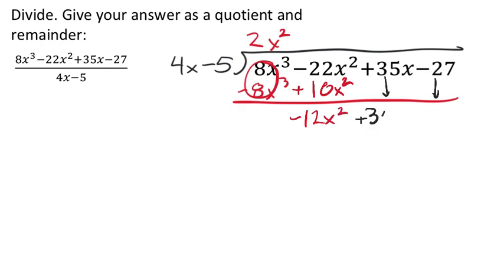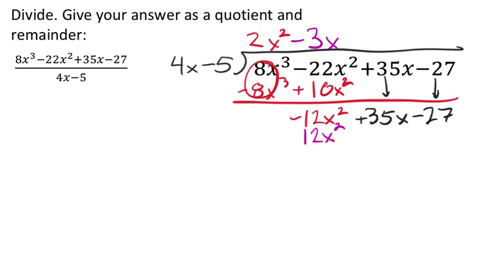We got a positive 35x and a negative 27 there. Okay, now that I've got that, I ignore everything up here. Now I'm just looking at this. 4x's, how many times will it go into negative 12x squared? Well, I know I'm going to need an x. And by the way, that's a negative 12, so I'm expecting this to be minus. And I would have to triple the 4 to make it a 12. So 3x times 4x would give me 12x squared.